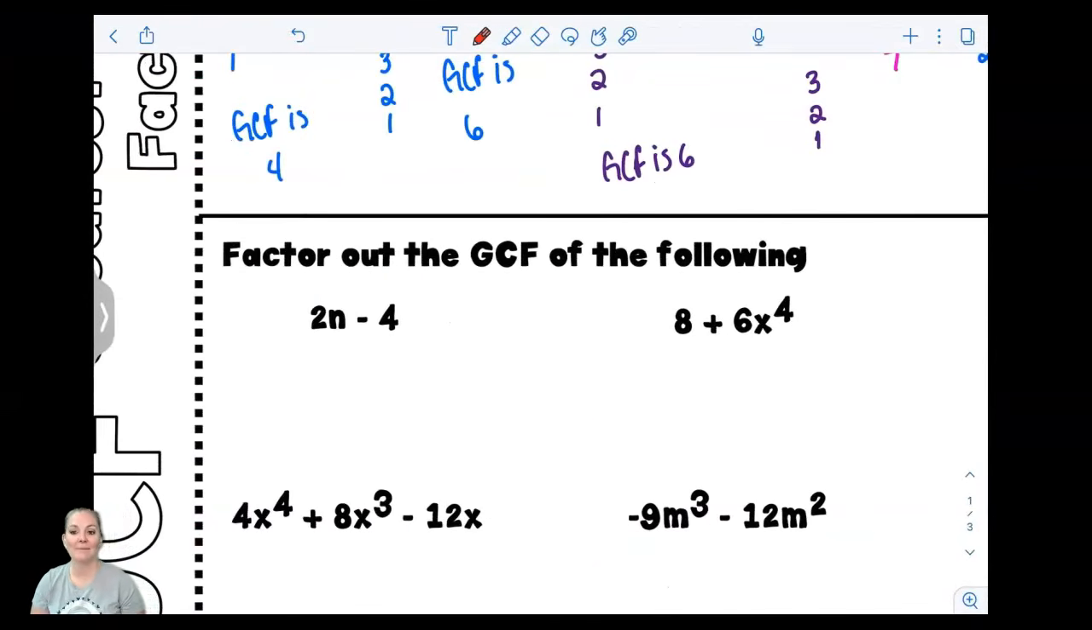So I have 2n minus 4. I only have one term with a letter, so I don't have to worry about finding the GCF of the letter. My smallest number is 2. Again, when you find the GCF of numbers, you're looking at the smallest number. My smallest number is 2. The only thing that goes into 2 is 2 and 1. So will 2 go into 4? And the answer is yes. So my GCF is 2.